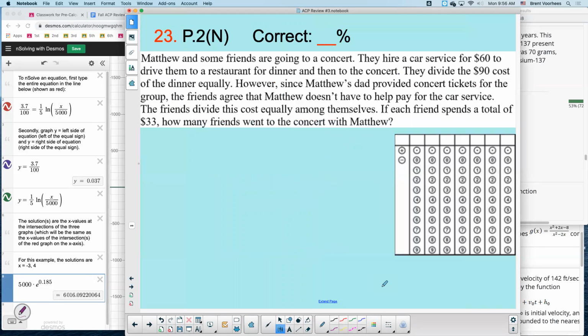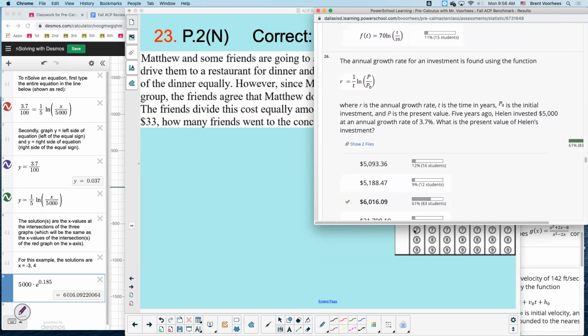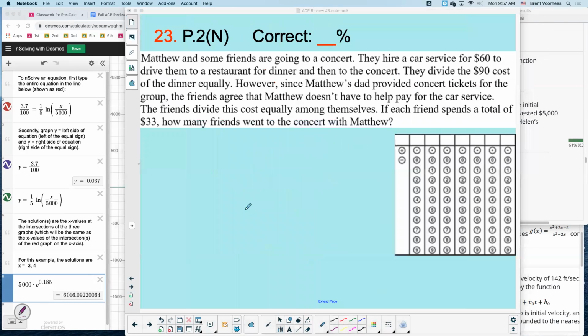And so the next one, it says Matthew and some friends are going to a concert. They hire, before I do this problem, let's see our stats on this one. How do we do overall? Oh, good number. We had 61% get that right. Okay, let's now check this one.